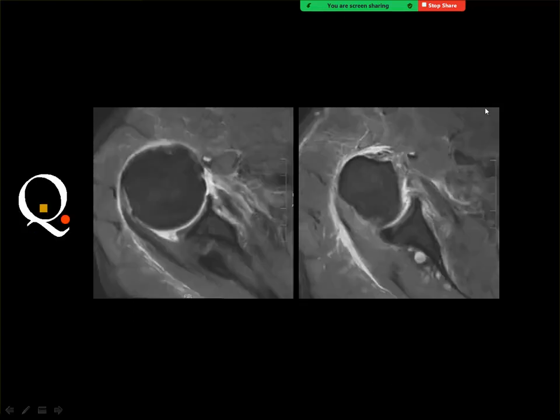Next case is an axial MRI of the shoulder, STIR images.